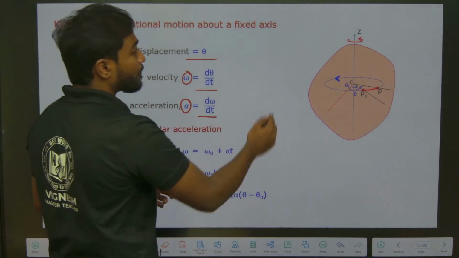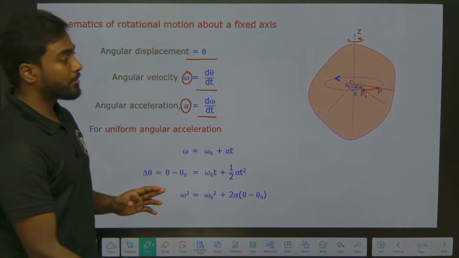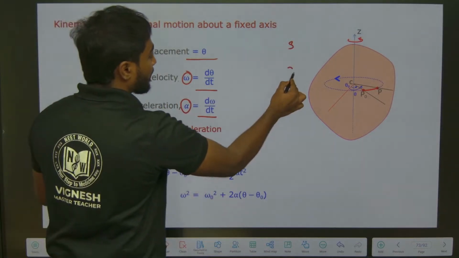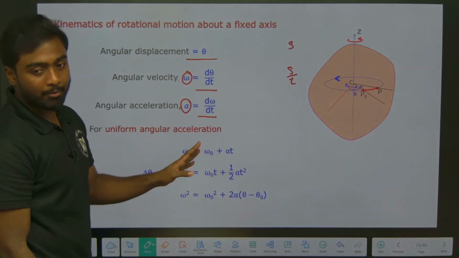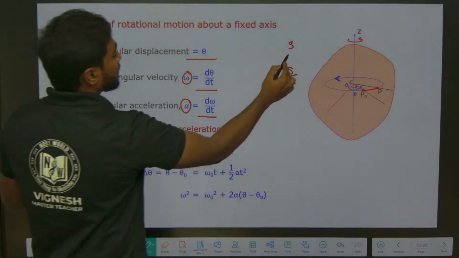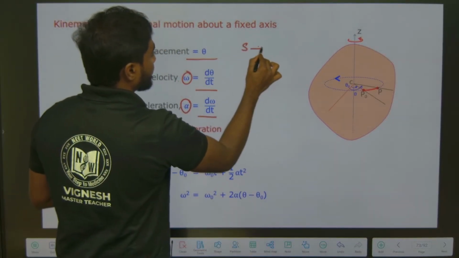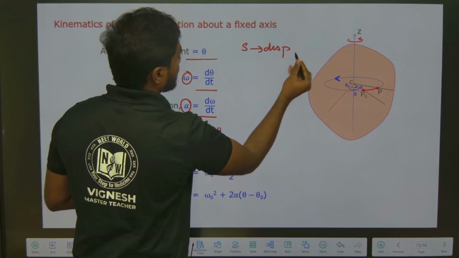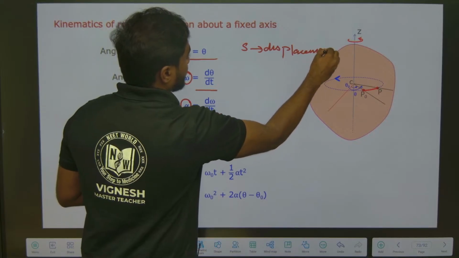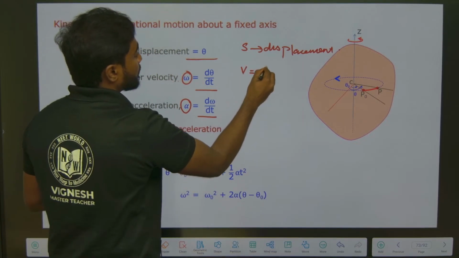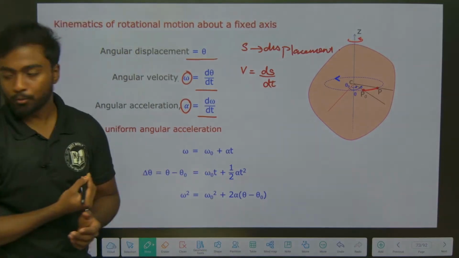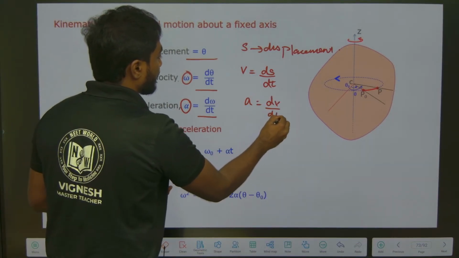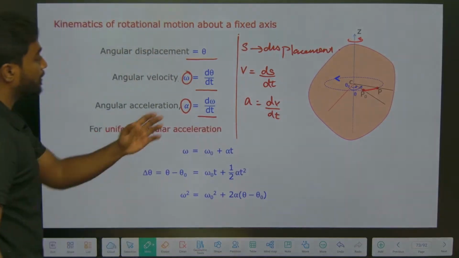Displacement we have talked about in linear motion, that is motion in a straight line, with terms like s, r, x. Velocity is displacement by time, v equals ds by dt, whereas acceleration is dv by dt. So this is the linear thing, and this is the angular thing.